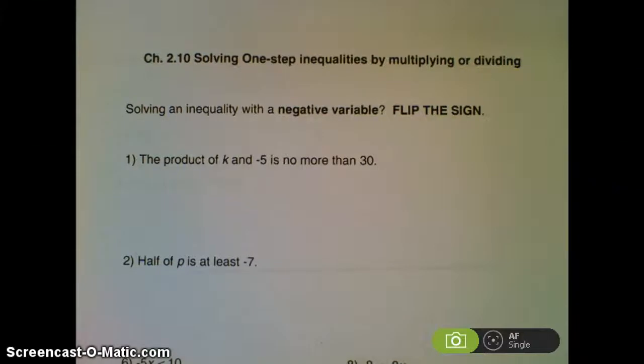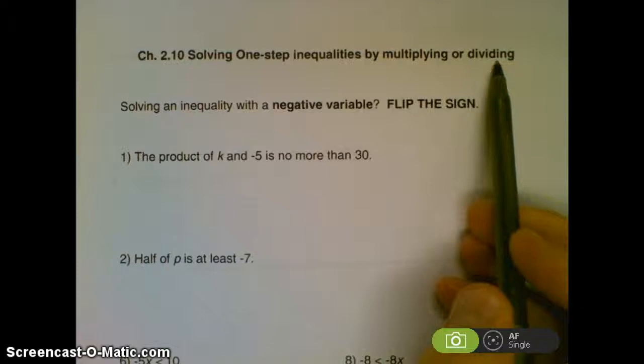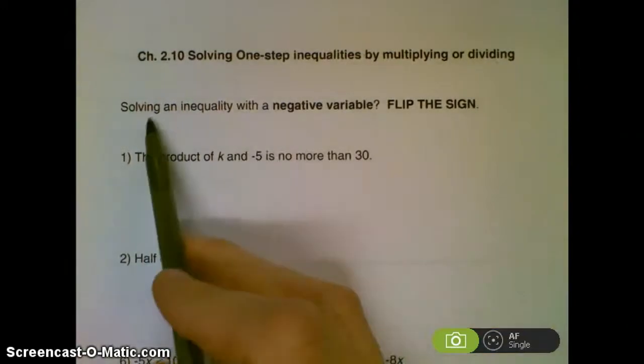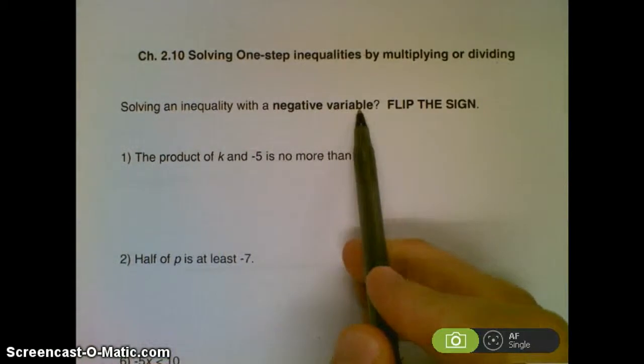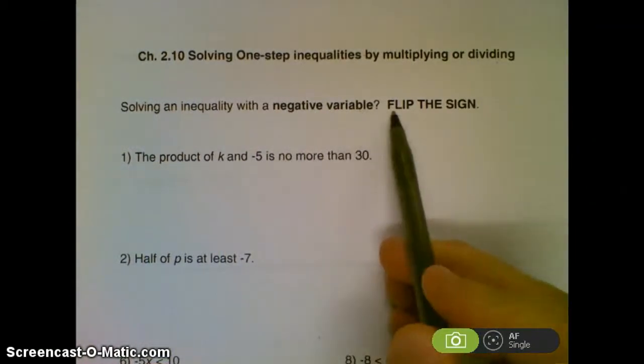Chapter 2, Section 10 is solving one-step inequalities by multiplying or dividing. And there's a trick here you have to remember. It's that if you're solving an inequality with a negative variable, when you solve it, you're going to have to flip the sign. I'll go over some problems and then I'll try to explain why that is true.